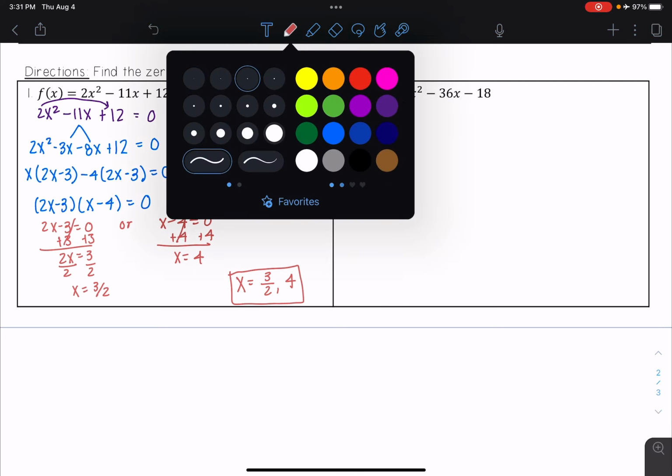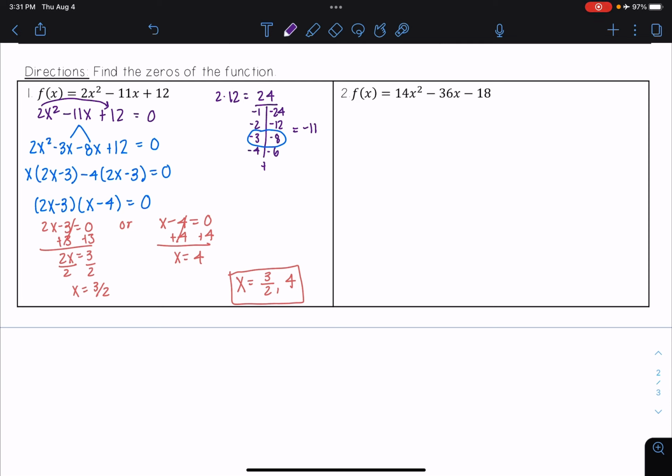Okay, looking at one more, I have f of x is equal to 14x squared minus 36x minus 18. So at first step, since I'm finding the zeros, I know that f of x is equal to 0, so I can rewrite this to say 14x squared minus 36x minus 18 is equal to 0. And then now I want to factor this, and so I always like to look for GCF first. Here I see that I do have a GCF of 2. And so since we're solving, I don't need to actually leave that 2 out in front. I can go ahead and just divide everything by 2.